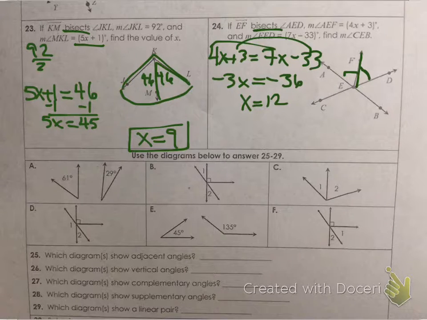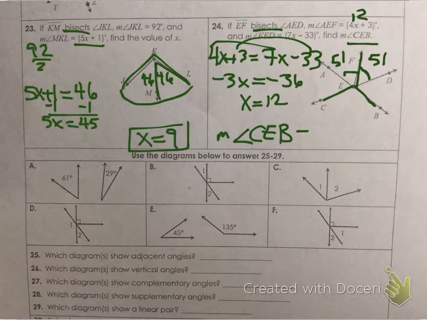And then from there, notice this one says find angle CEB. So we want to find this angle right here. If I put the 12 in, I'm going to get 4 times 12 plus 3, which is 51. This is going to be 51. And then that would mean the measurement of angle CEB is equal to 102 degrees.